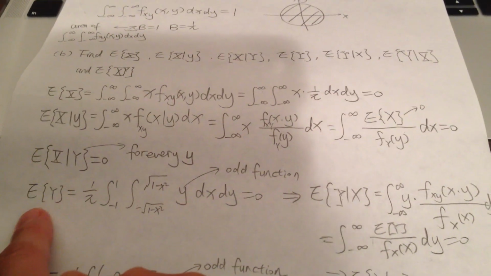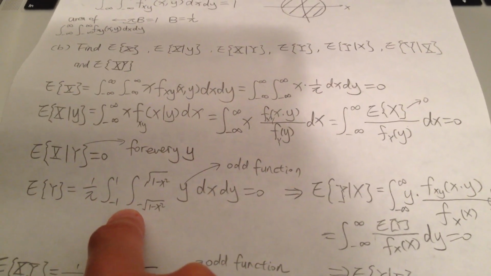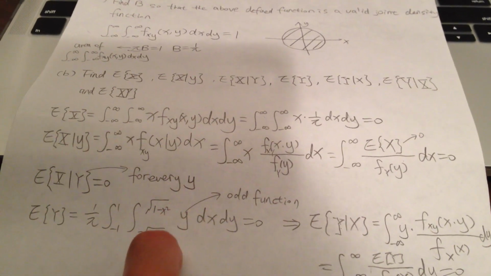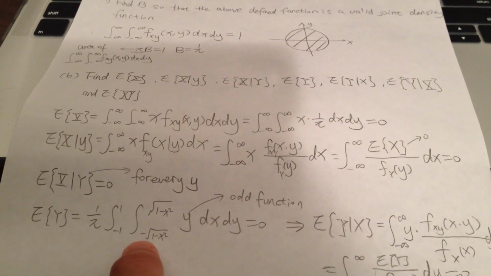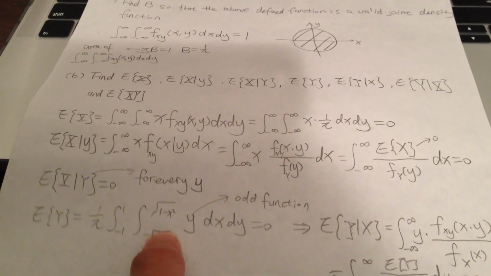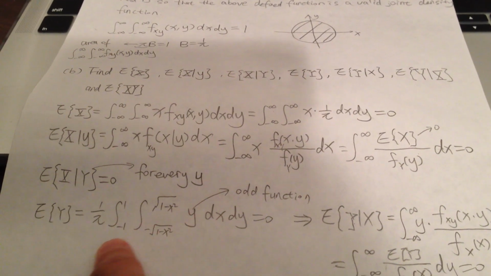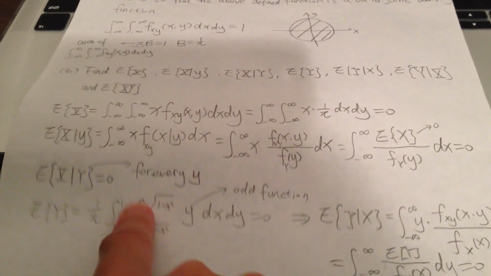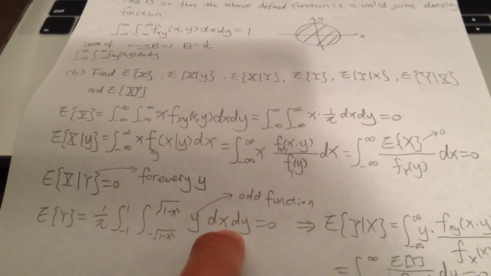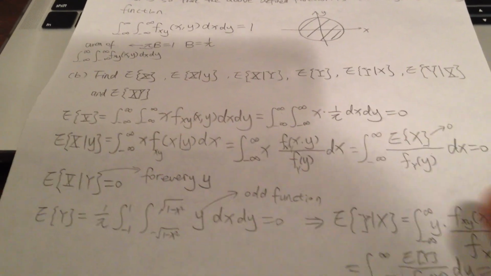Then we need to solve the expectation of Y, which equals 1 over pi times the integral. We use the boundary from minus the square root of 1 minus x squared to the square root of 1 minus x squared, and x ranging from minus 1 to 1, and we do the integral of y dx dy. Because this is also an odd function, it should be 0.